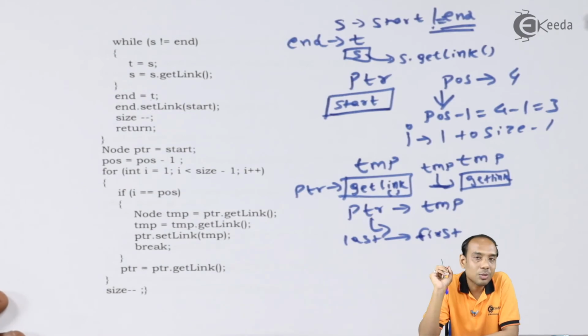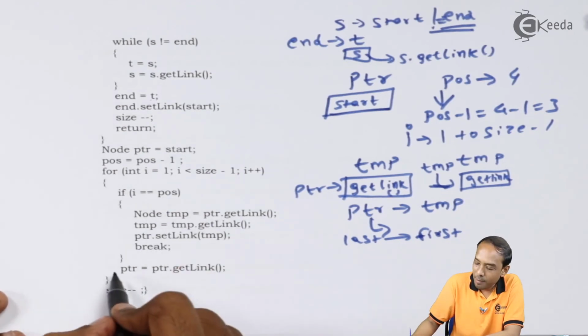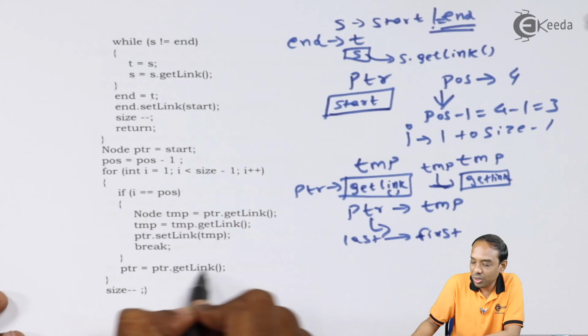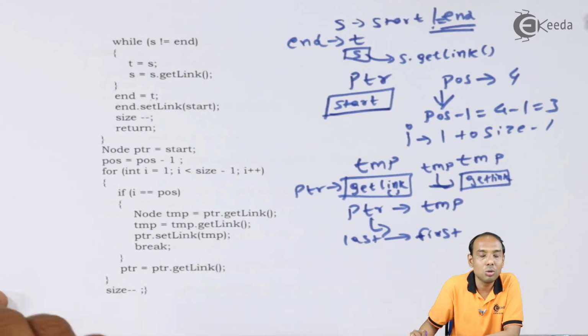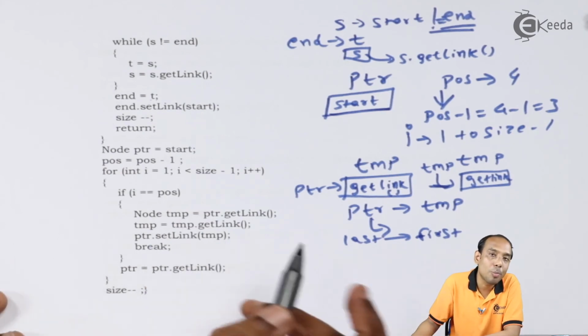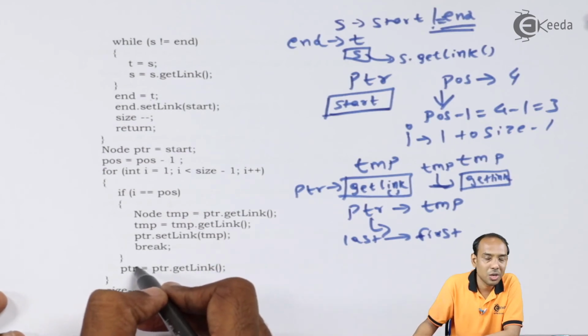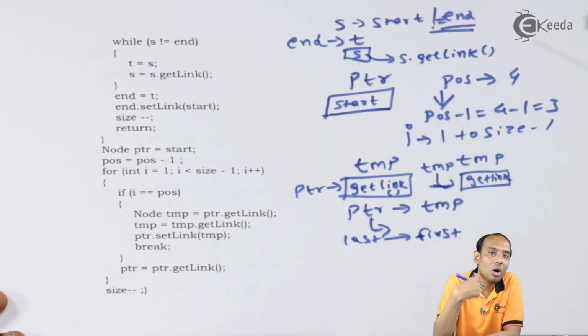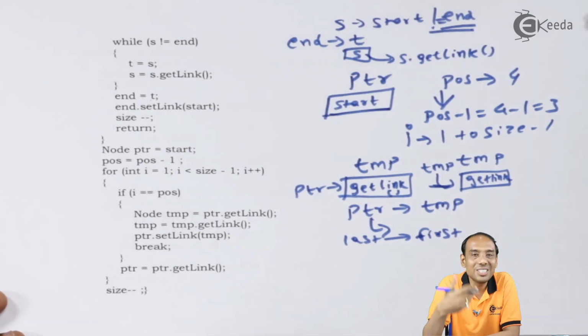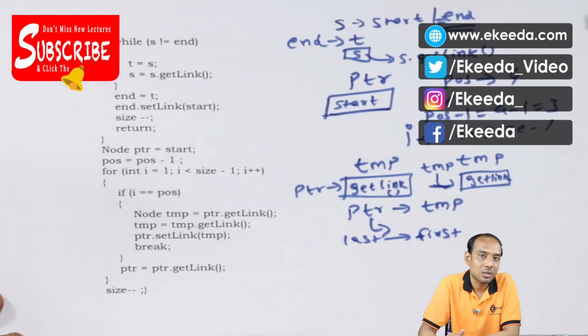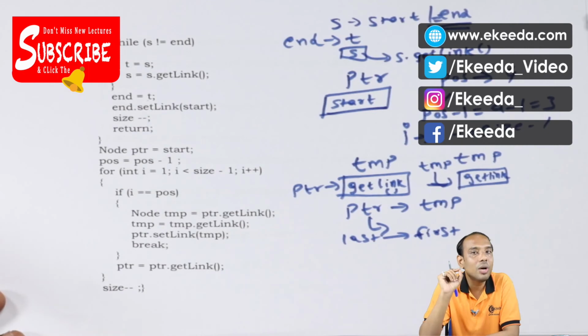Now the last point is I need to find out the position of the PTR, that is my pointer variable, where I'm going to store the values. So I'm writing PTR dot get link. Using this PTR dot get link, I'm going to get the values of the particular link which is going to be pointed. Clear? So PTR is going to point where the PTR dot get link function is going to point. Once that is done, the last step is to decrement the value of size. Since I've deleted one element, that's why I'm writing size minus minus.